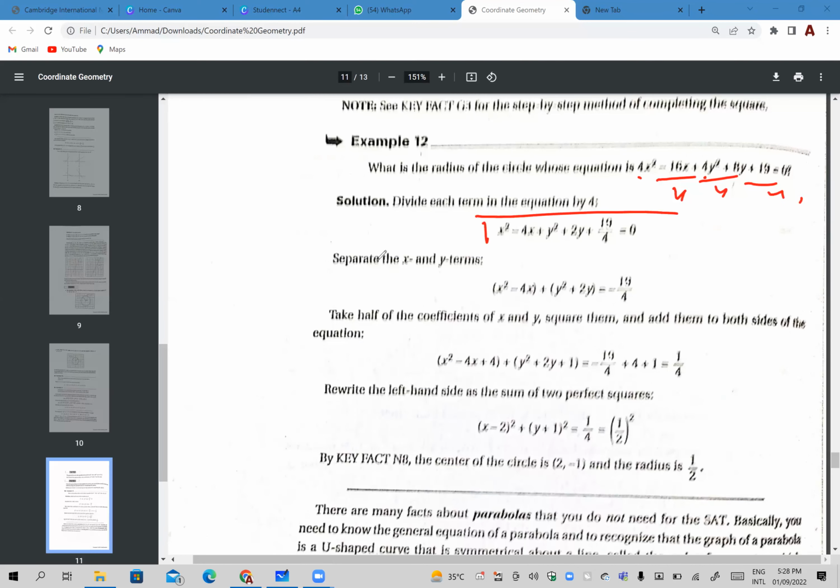Now we'll separate the x and y terms. So x square minus 4x, we just bracketed all of the x terms together and we're bracketing the y terms together. And we're taking 19 by 4, the constant, to the other side. Take half of the coefficients of x and y, square them and add them to both sides of the equation. Guys, if you remember the completing square method, what did we do? Half and add.